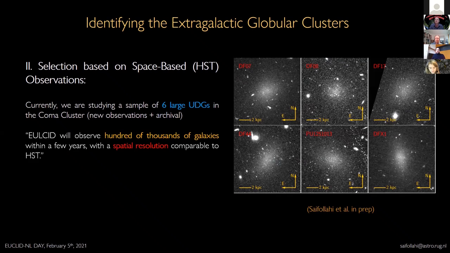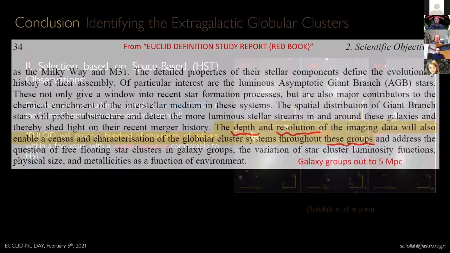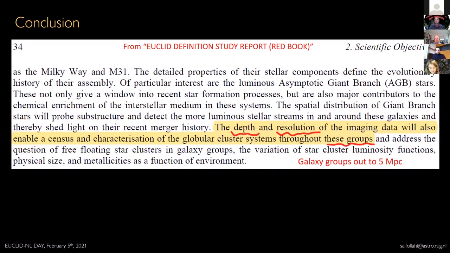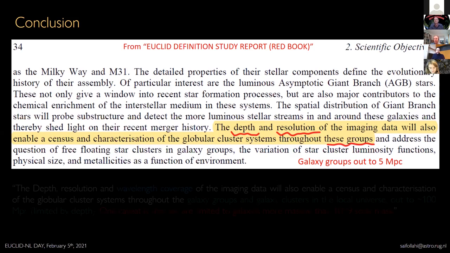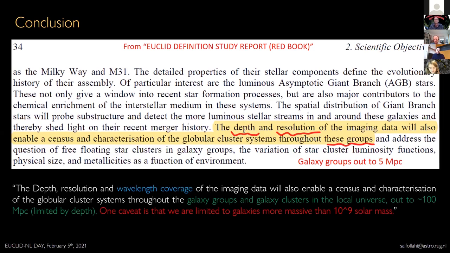Euclid will observe hundreds of thousands of galaxies, UDGs, dwarfs, or bigger galaxies, and it will be an incredible data set for us. Okay, so for my conclusion, I bring this part of the Red Book of Euclid about the science that can be done with Euclid. About globular clusters, there's this part that says the depth and resolution of Euclid is helpful for identifying these globular clusters within 5 megaparsec. And based on what I said here, I want to change it a bit.